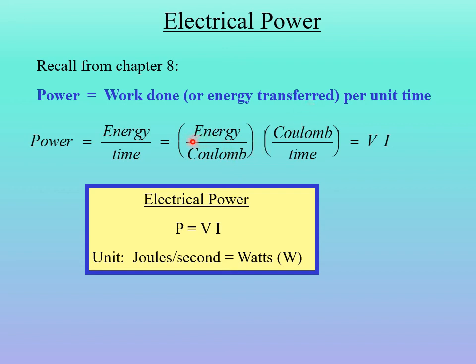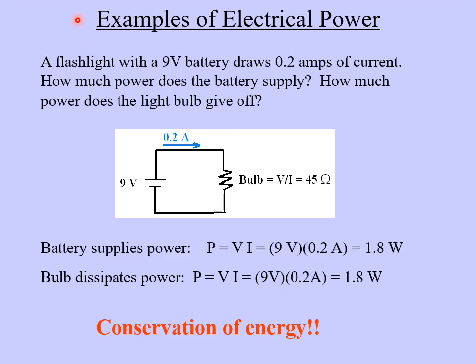Well, remember that energy per coulomb is the technical definition of a volt. And coulombs per time is our definition of current, which is I. So this leads to a very simple result. Electrical power, P, is given by the voltage multiplied by the current. And the units of electrical power, remember, are joules per second, which is called a watt, and that's abbreviated with a W.